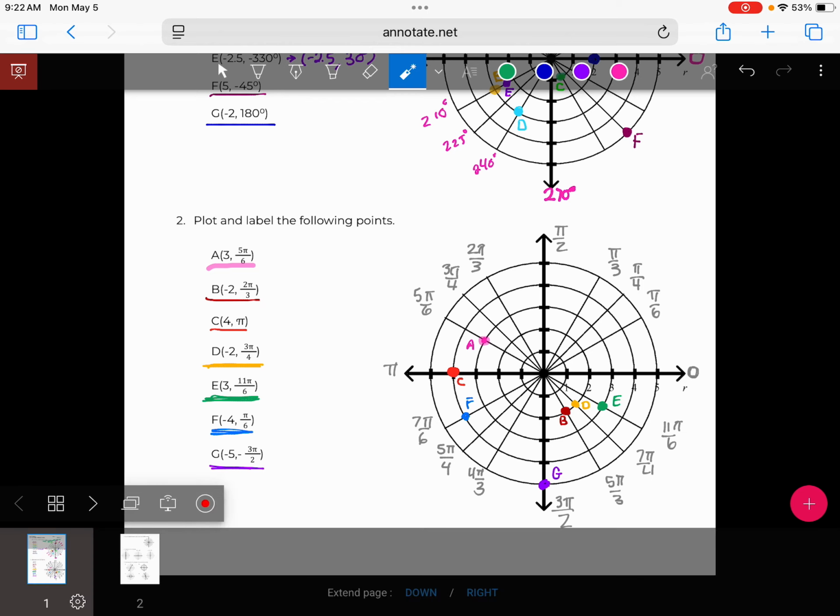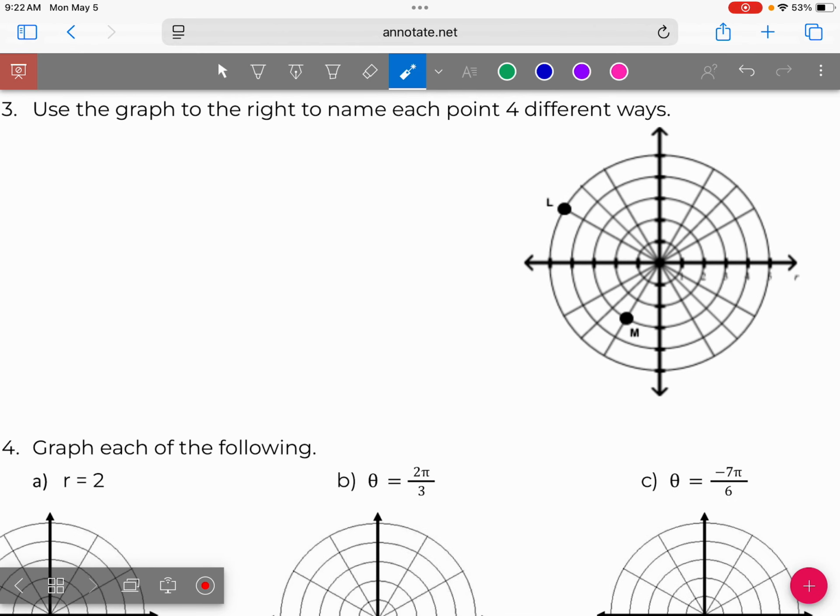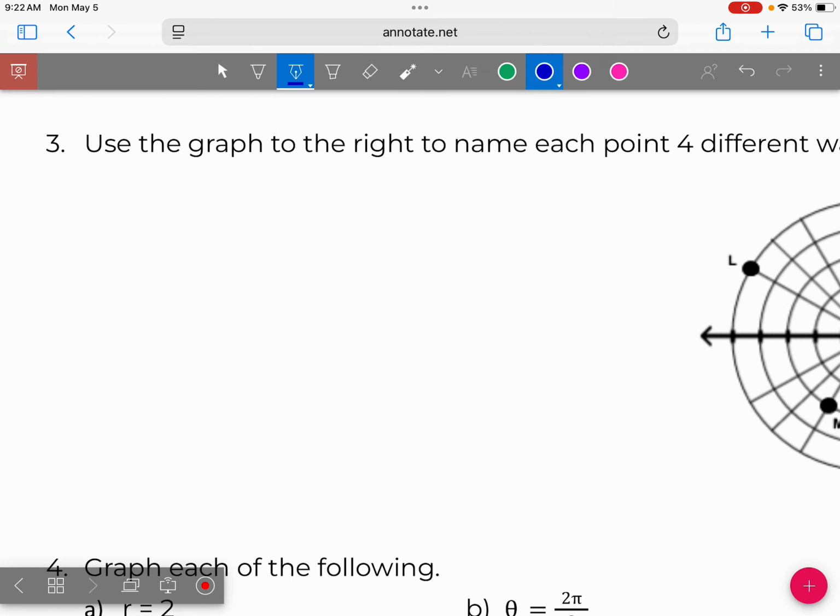Okay, so let's take a look at the next page and practice with our points a little bit. We've got 2 points here, and we're asked to write these points in different ways. So if we look at point L, which is this guy out over here.